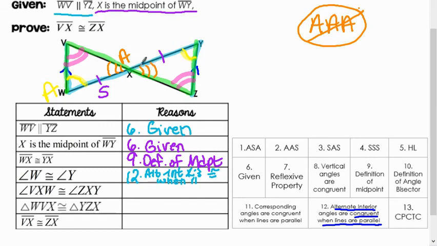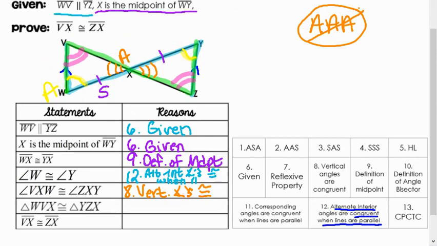How did we know those two orange angles were congruent? That's because they were vertical angles. If we look over at our reasons, vertical angles are congruent is choice 8. Vertical angles are congruent. And so they used an angle, the very next side, and the very next angle.